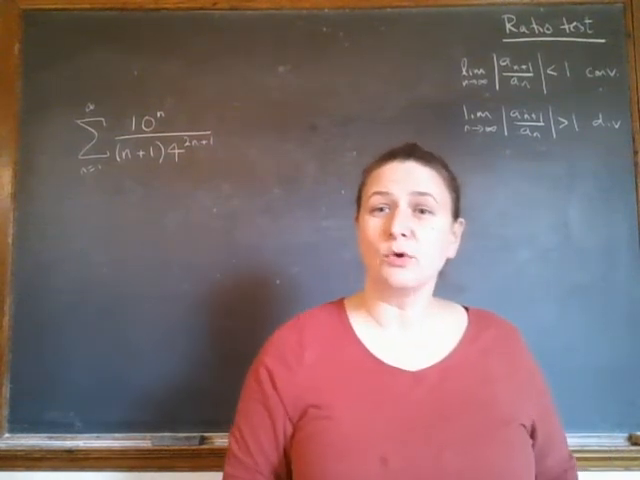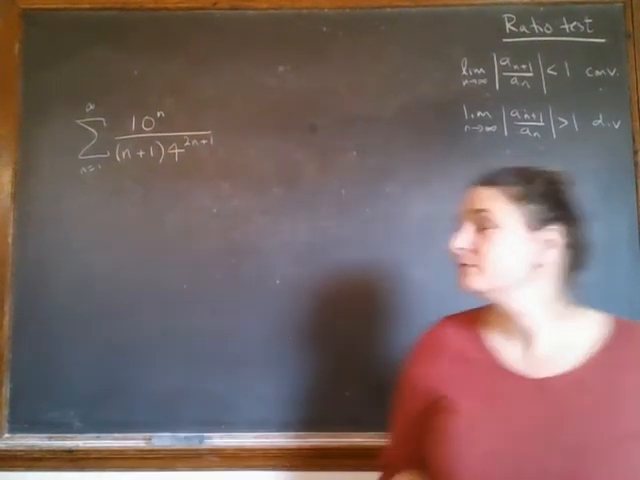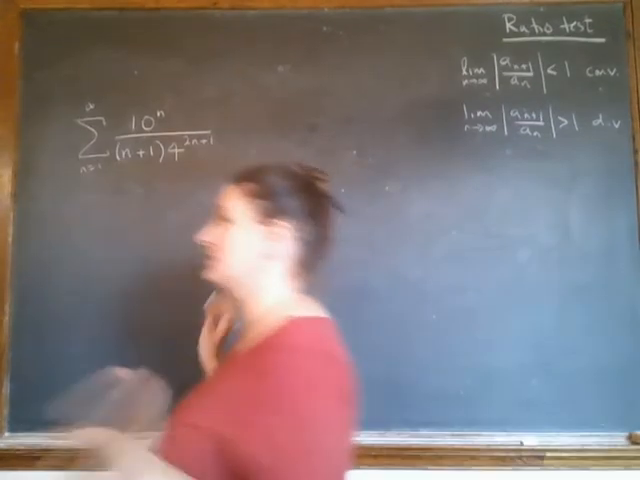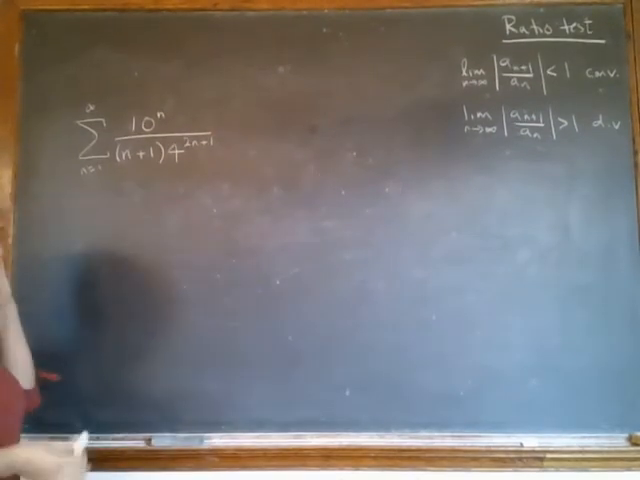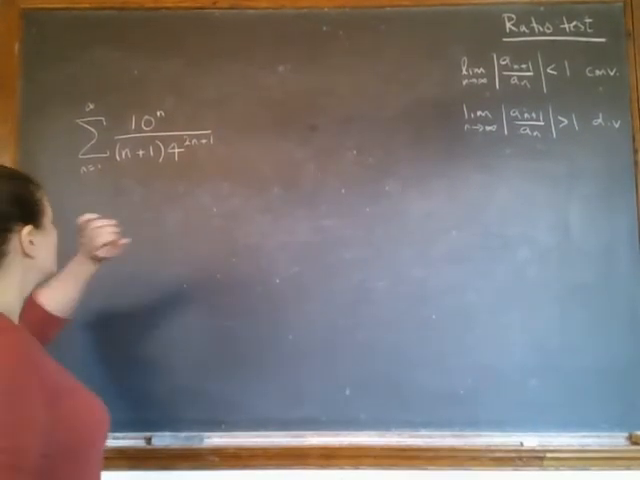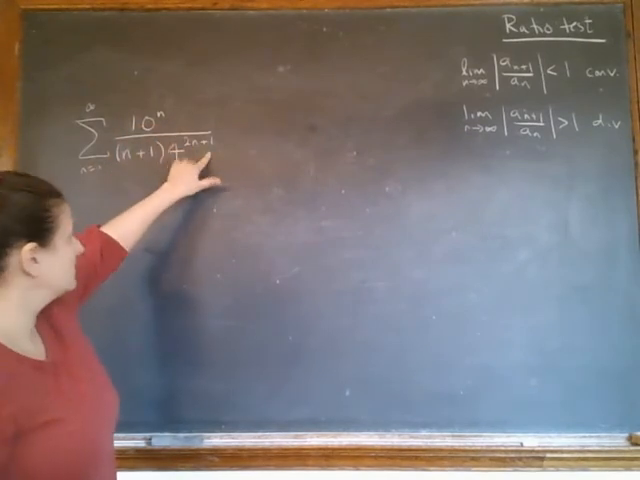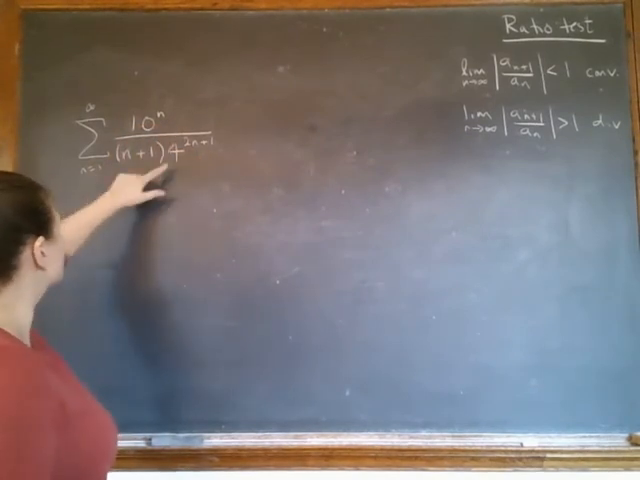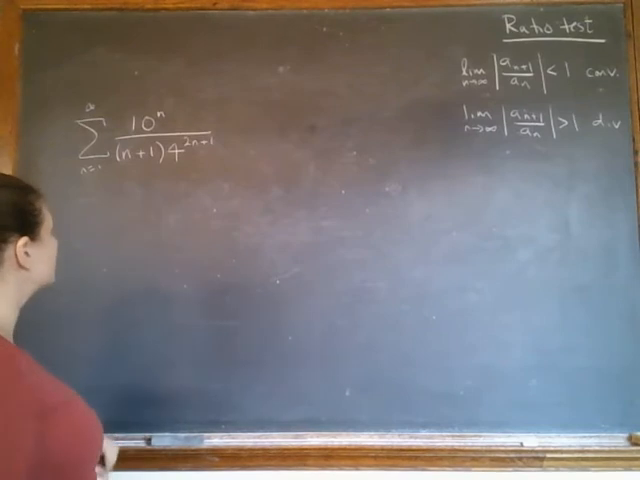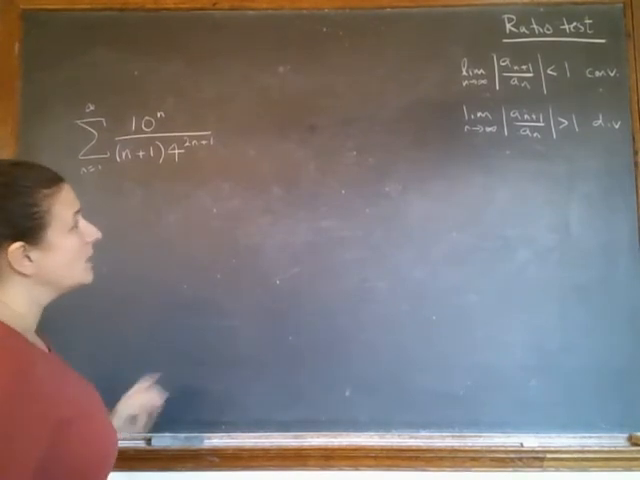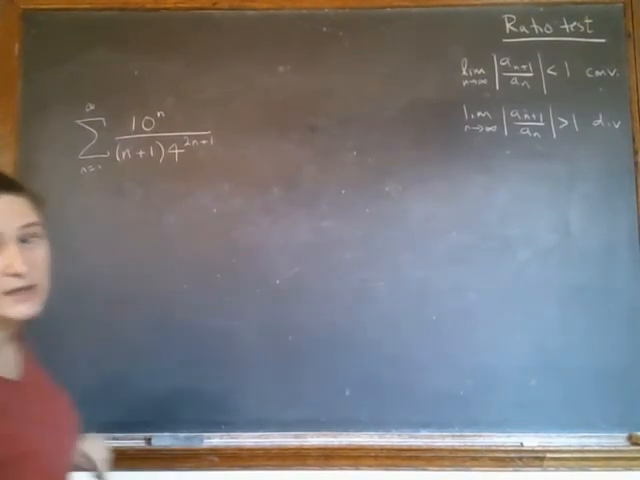Okay, so here are some more ratio test examples. For our first example, notice it's similar to one that we already did, but the powers are a little bit different. We've got n up here and 2n plus 1 over here, as well as a factor of n plus 1 on the bottom. So I've written the thing up there in case you guys forget.